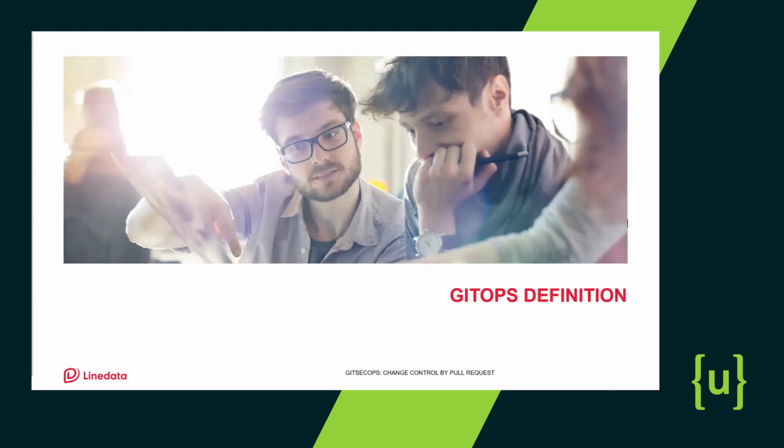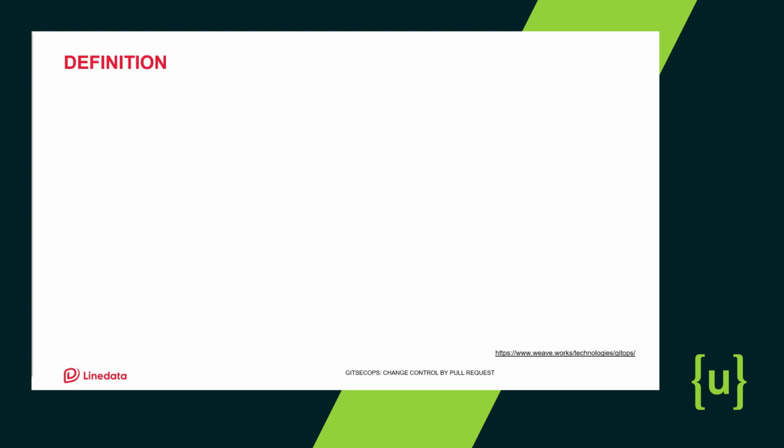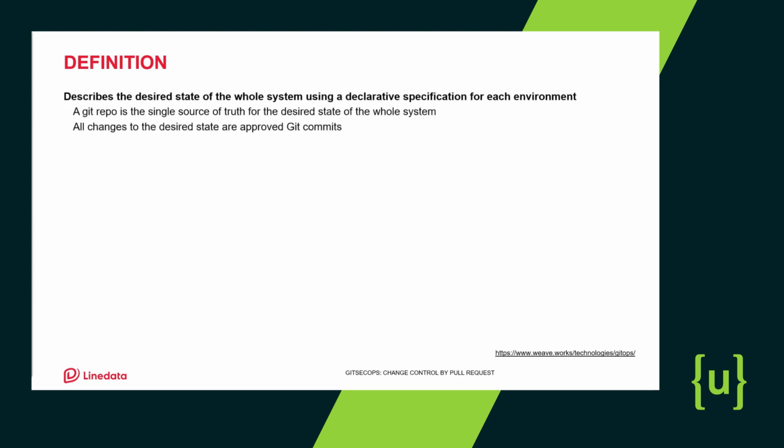And so what we came up with, and not something that we came up with, but in the industry, there is something called GitOps. Now we implemented our own version of GitOps, but the principles that we followed are the core principles of GitOps that were developed by Weaveworks. GitOps, at its core, describes the desired state of the whole system, and it uses a declarative language. A Git repository now becomes the single source of truth for the desired state of the entire system. So whatever is in the code, that is the state of the system.